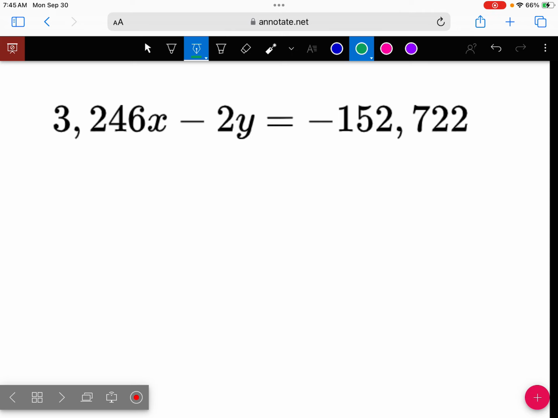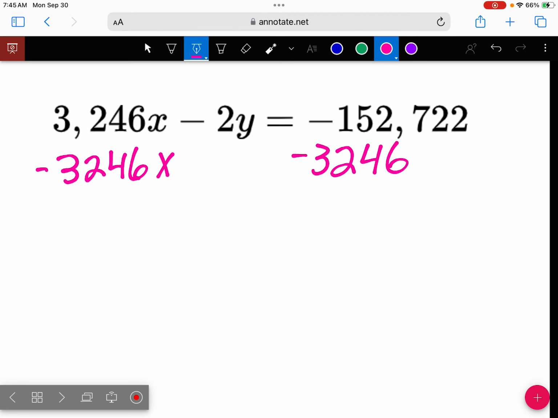I'm gonna start by subtracting the chunk with the x because I want to get this into slope-intercept form, so I need my y by itself. So I'm gonna start by subtracting my 3,246x from both sides. So then this chunk and that chunk cancel out. So we've got minus 2y.